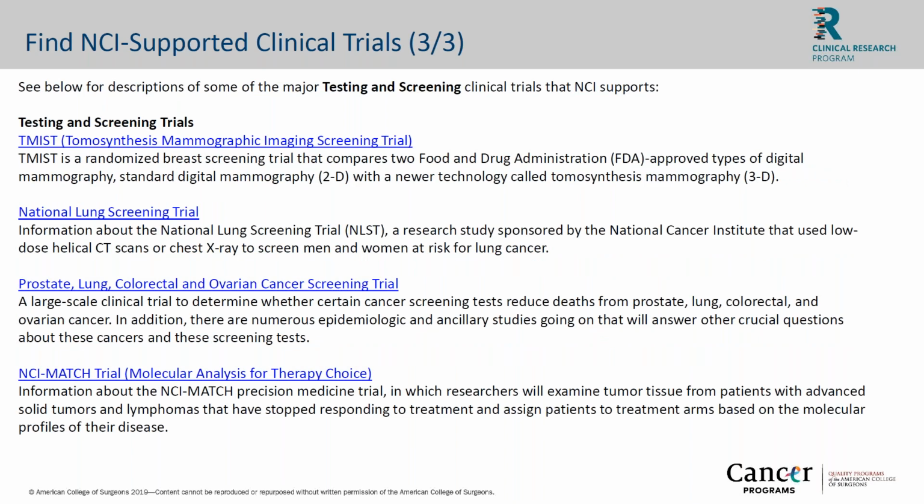We also encourage you to explore some of the open testing and screening clinical trials supported by the NCI. These include TMIST, Tomosynthesis Mammographic Imaging Screening Trial, the National Lung Screening Trial, Prostate, Lung, Colorectal, and Ovarian Cancer Screening Trial, and the NCI MATCH Trial, Molecular Analysis for Therapy Choice.